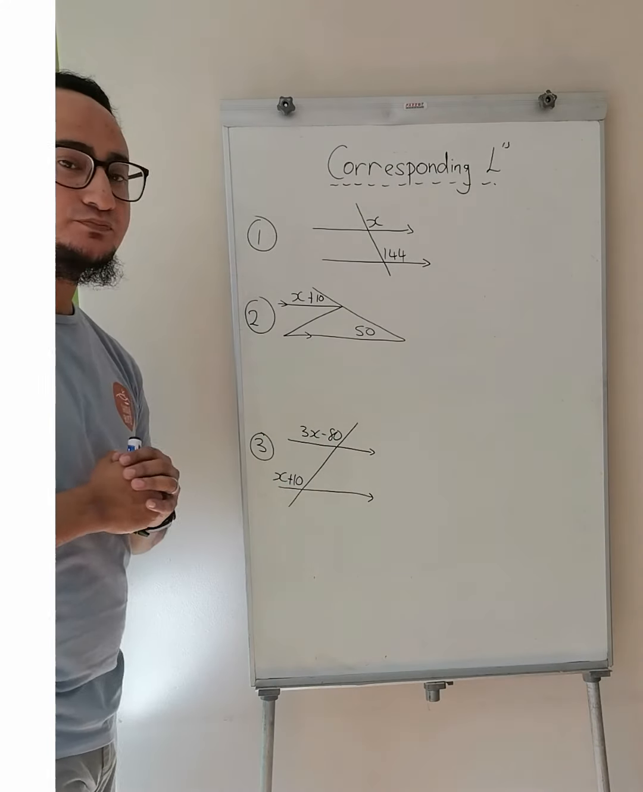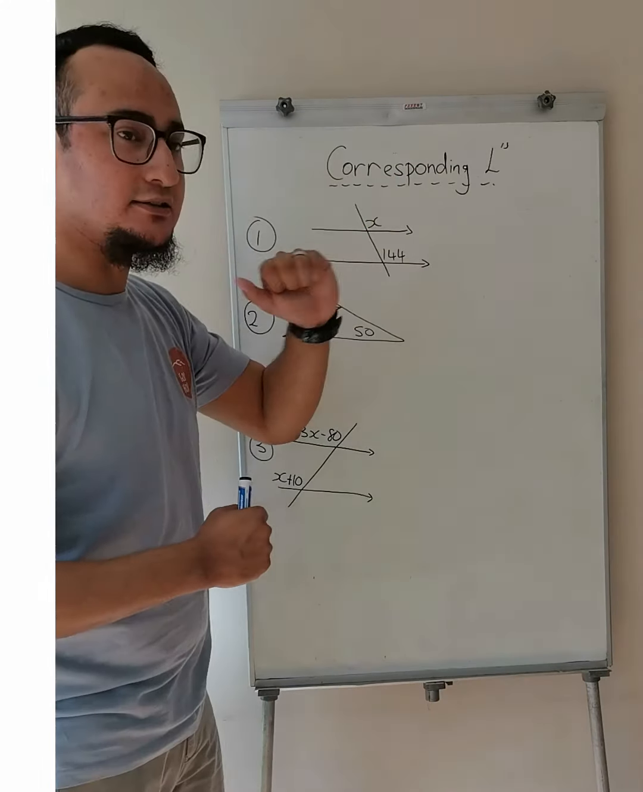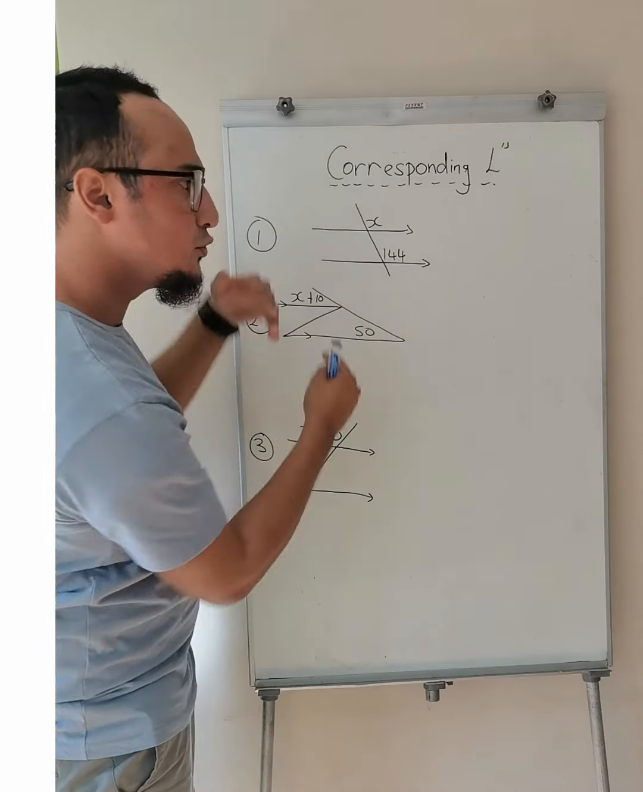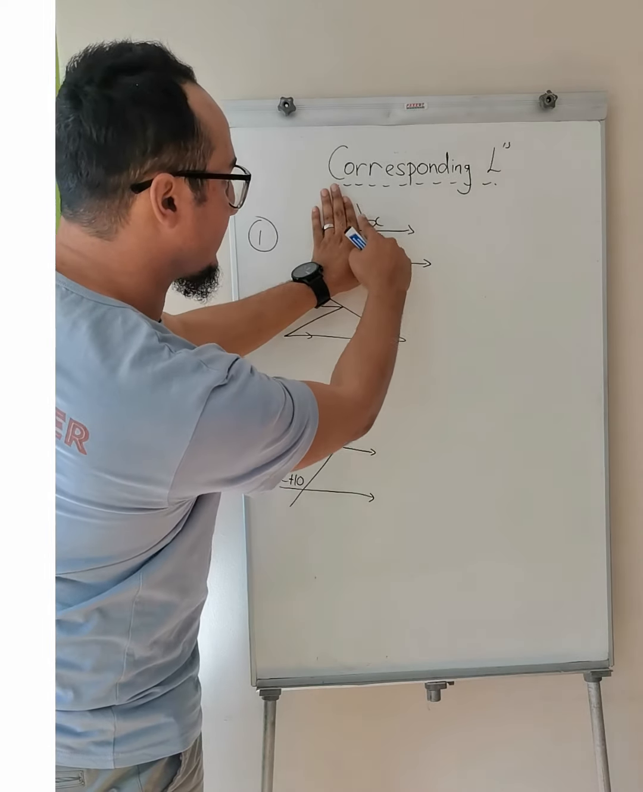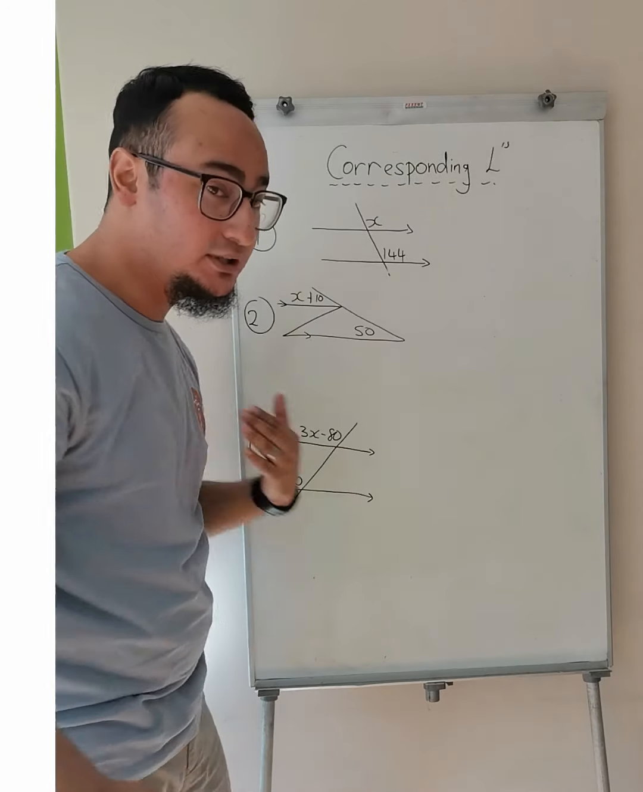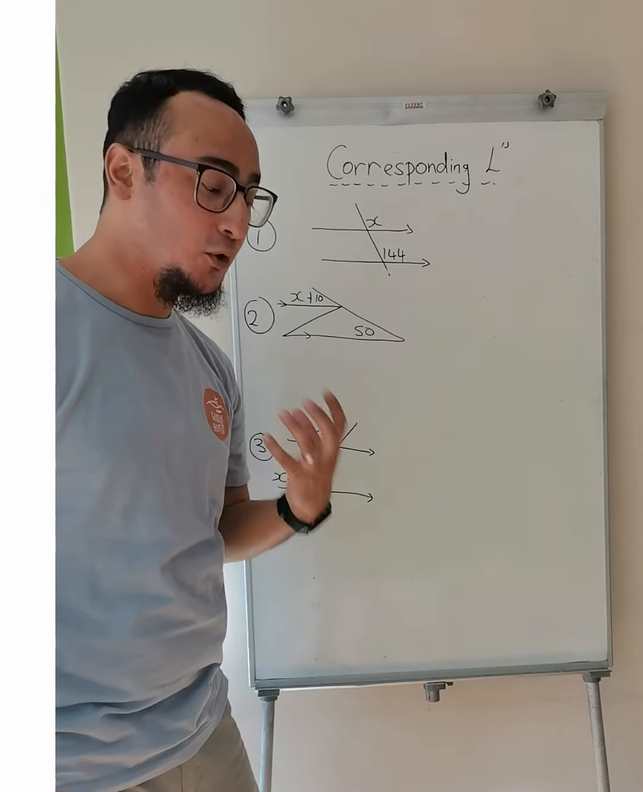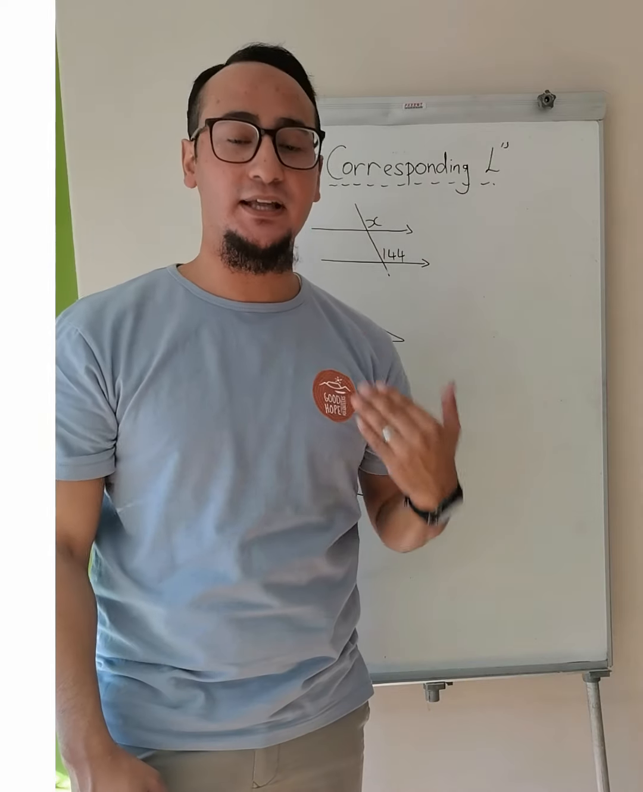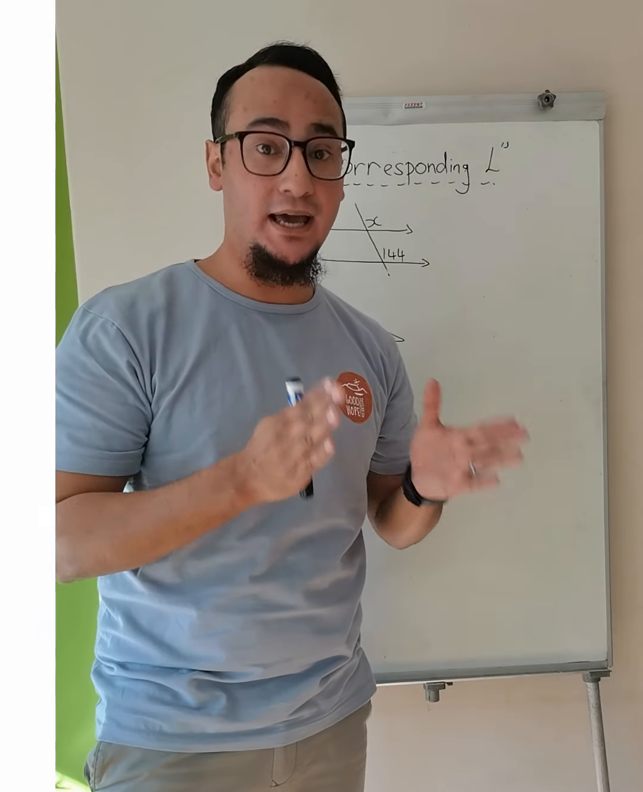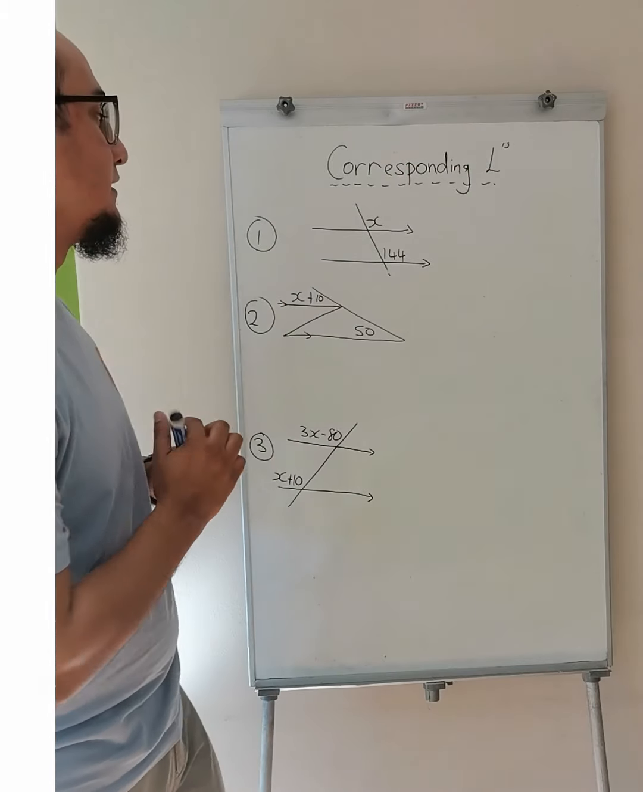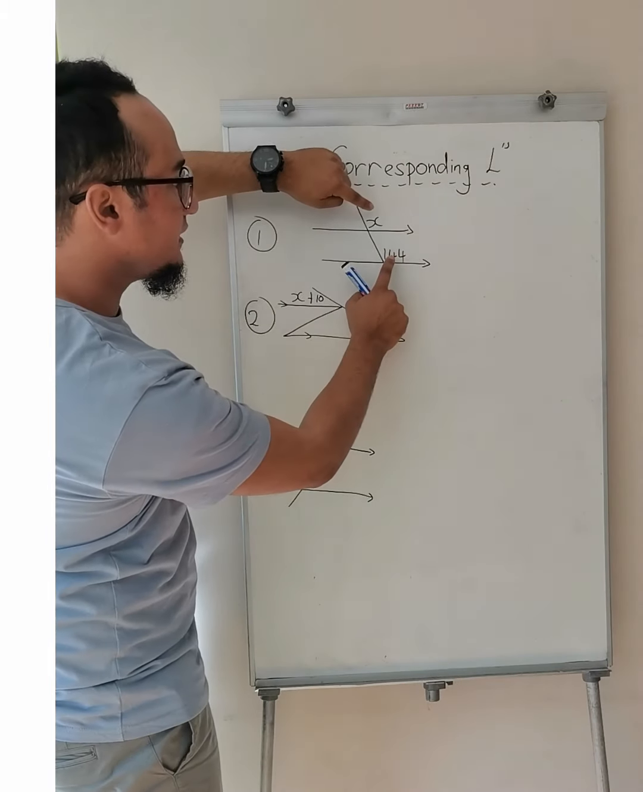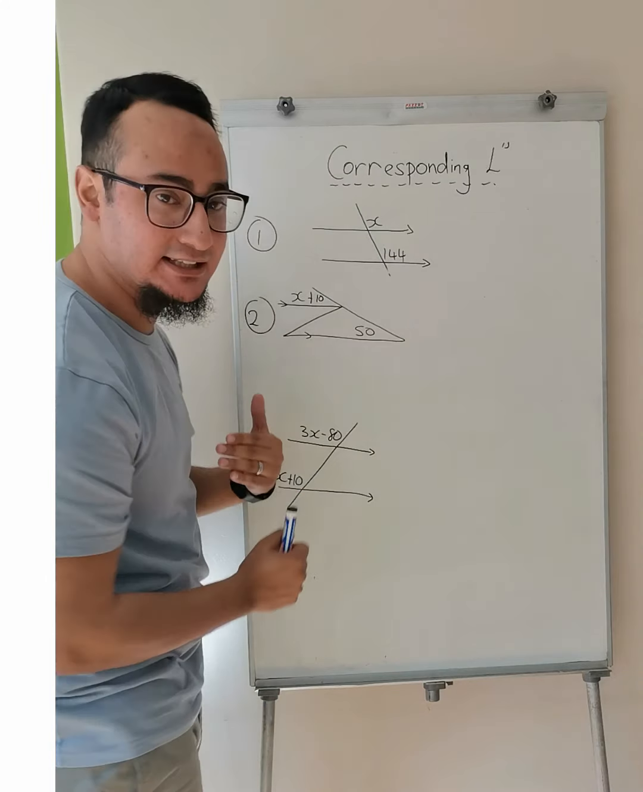Right, so corresponding angles. Now notice these two over here. You all know you have to look at the letter F. So the letter F over there is upside down. Very importantly, you need to know that in order for the special angles to take place, your lines have to be parallel in any direction. Right. So over here, these two angles are exactly the same.